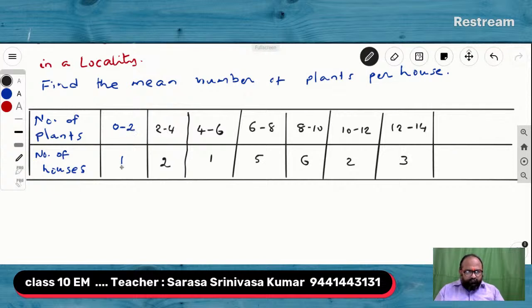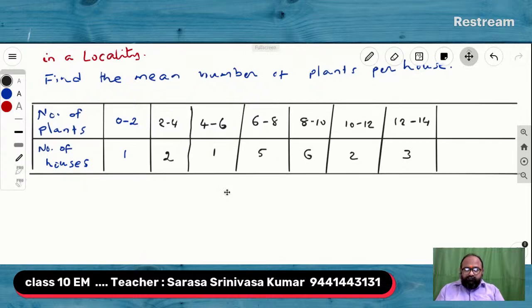Let us see this data. 0 to 2 plants in one house, 2 to 4 plants in two houses, 4 to 6 plants in one house, 6 to 8 plants in 5 houses, 8 to 10 plants in 6 houses, 10 to 12 plants in 2 houses, 12 to 14 plants in 3 houses. Now we have to find the mean number of plants per house. Now we note down this.